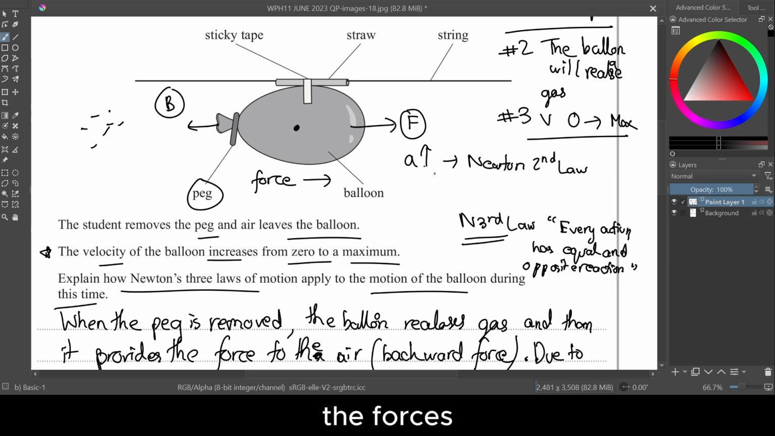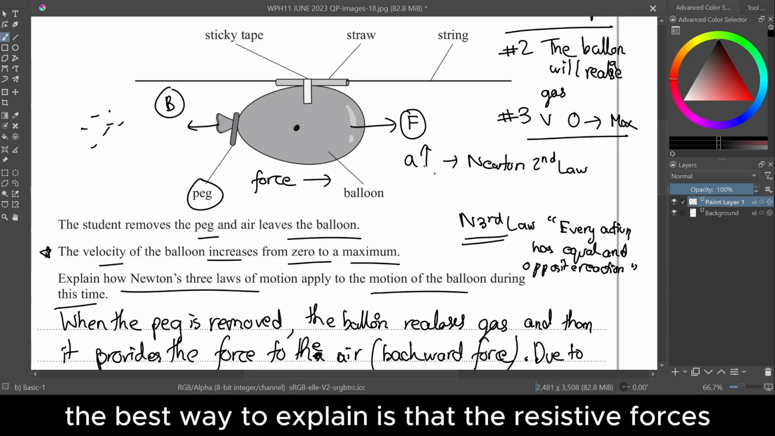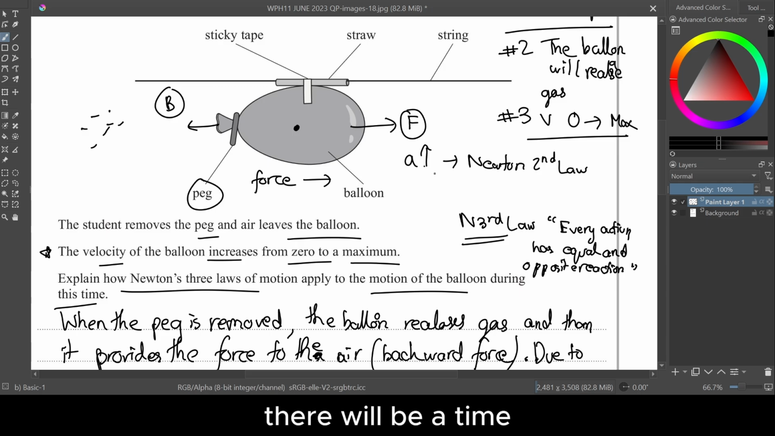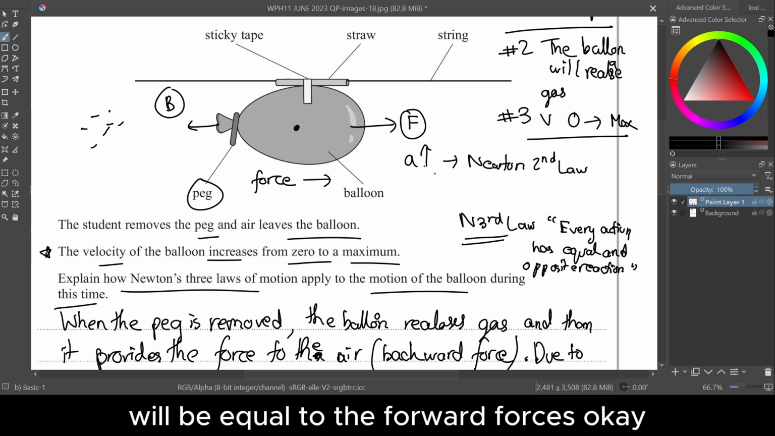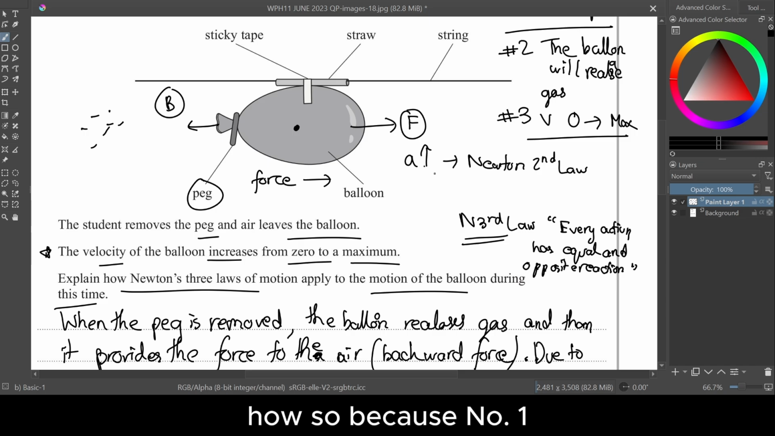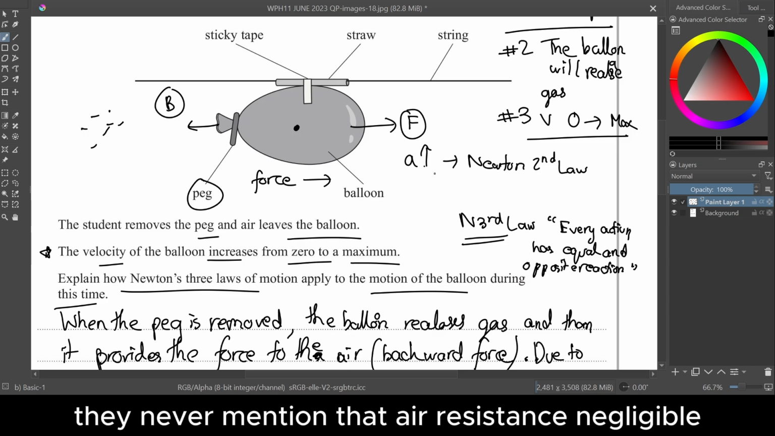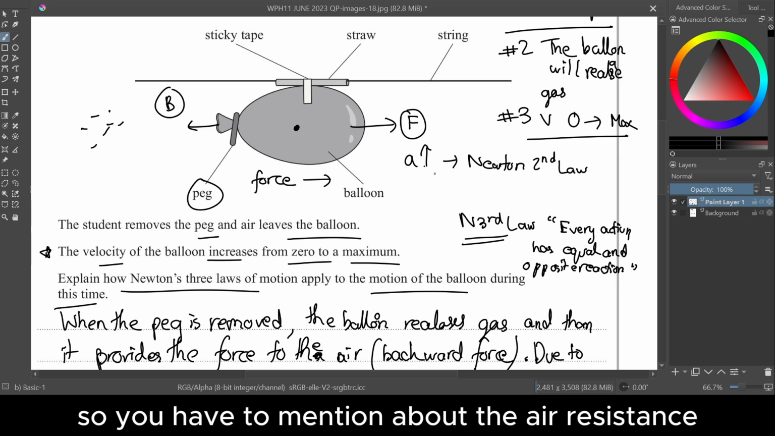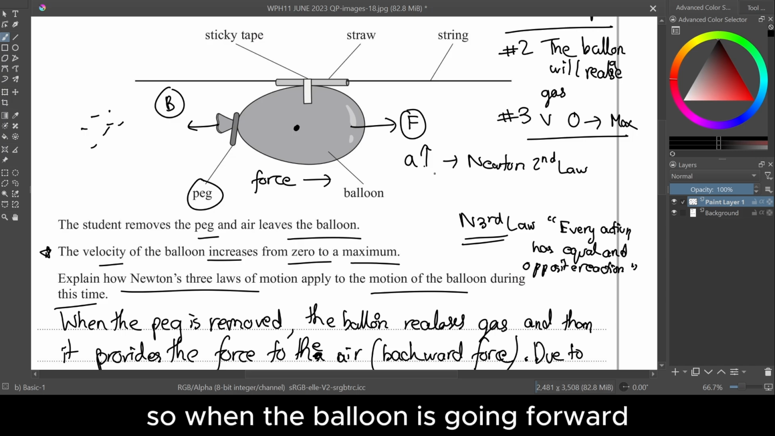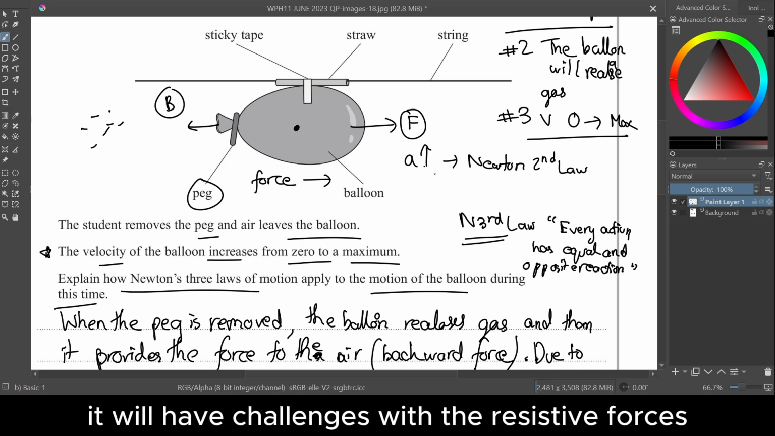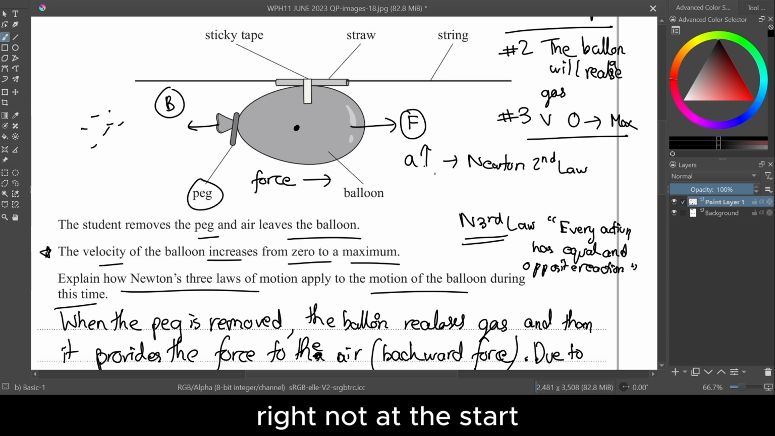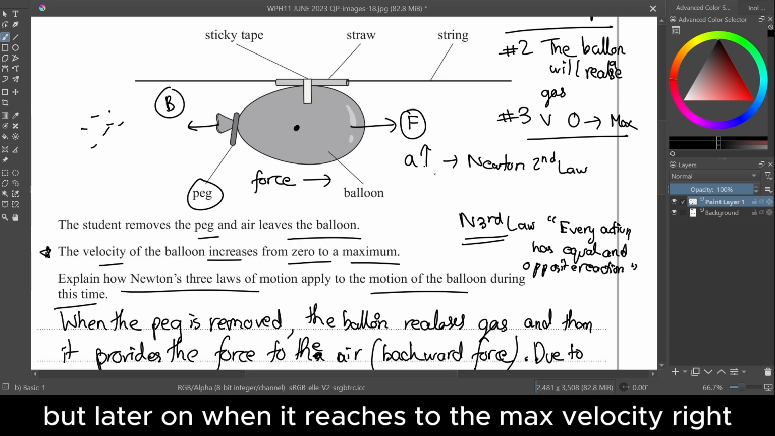the best way to explain is that there will be a time when the resistive forces will be equal to the forward forces. How so? Because number one, they never mention that air resistance is negligible. So you have to mention the air resistance or the resistive forces. When the balloon is going forward, it will have challenges with the resistive forces, right? Not at the start, but later on when it reaches the max velocity, right?